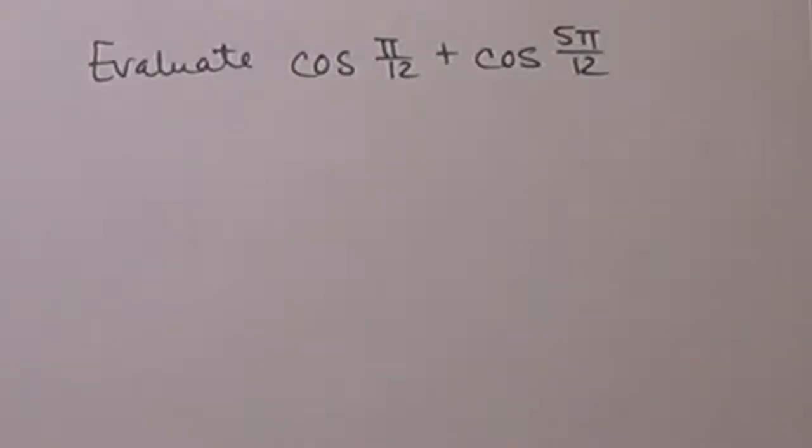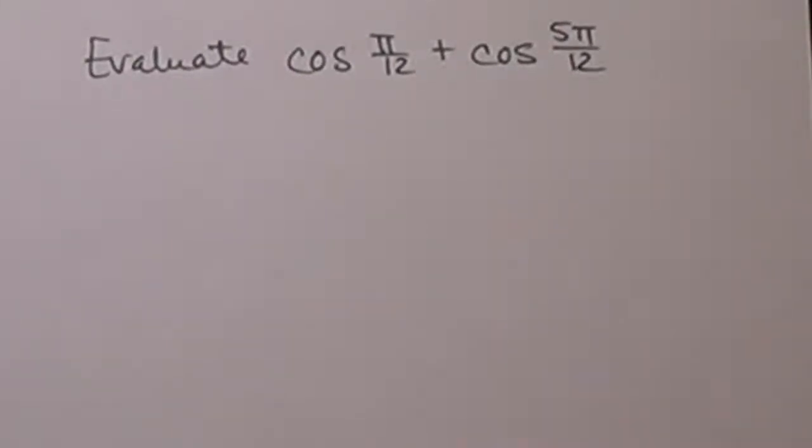In the next example, we want to evaluate the cosine of pi over 12 plus the cosine of 5 pi over 12. Now again, both of these angles are not so nice. Pi over 12 we could use a half angle formula for. We've looked at that already. Cosine of 5 pi over 12 doesn't quite work as a half angle or a double angle.